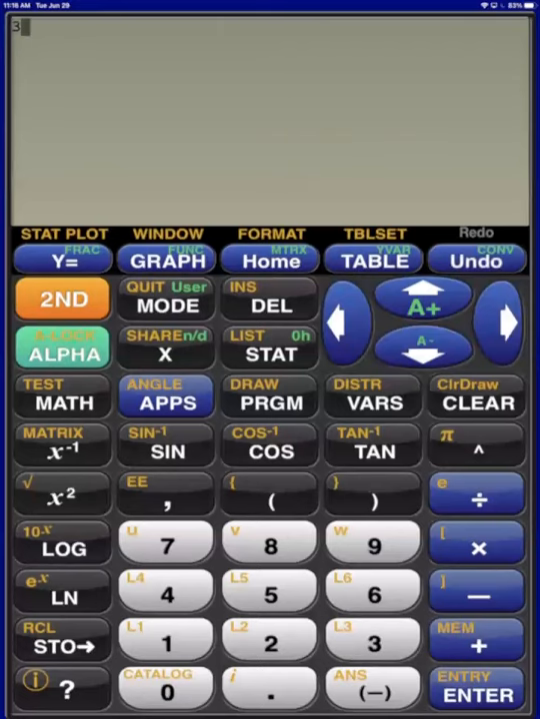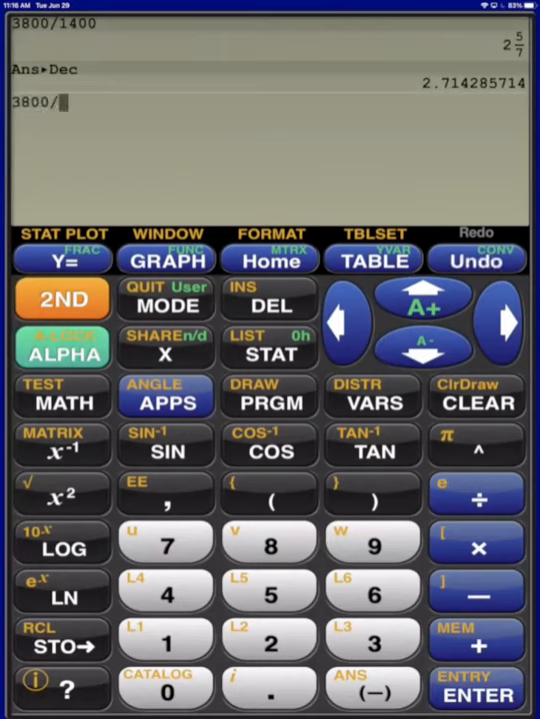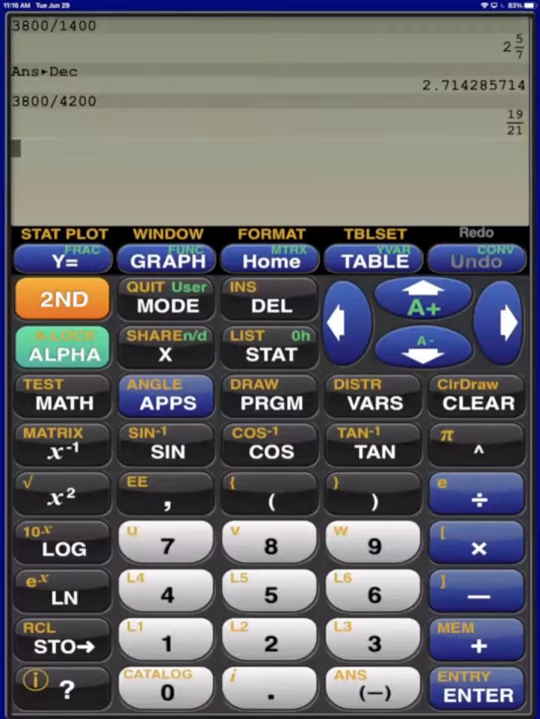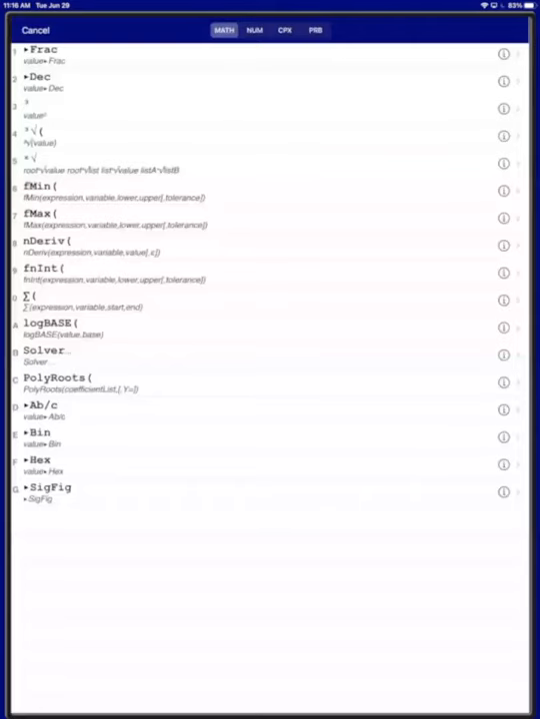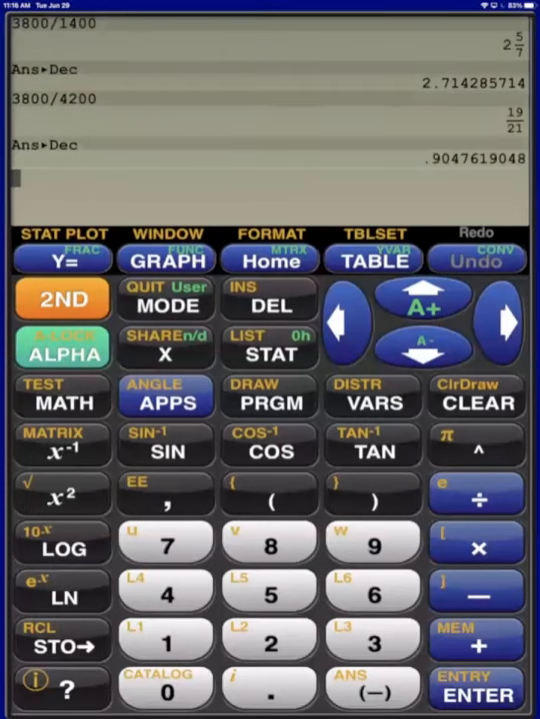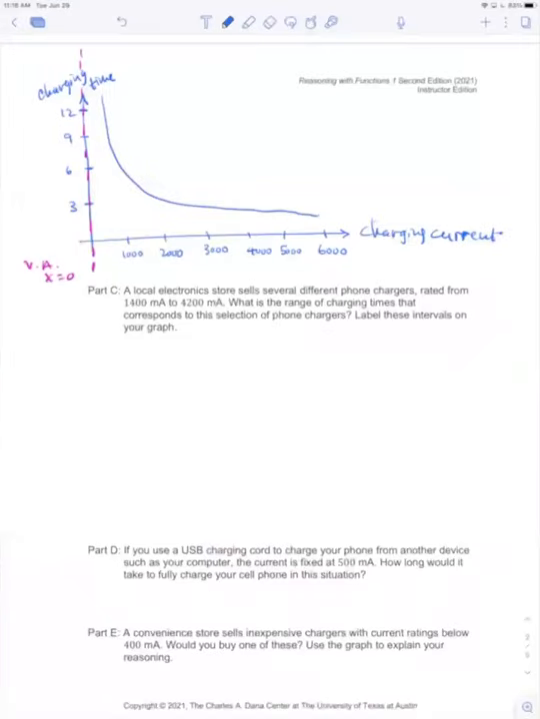Okay, so if we take 3,800 and divide that by 1,400, we get 2 5/7, and I'll even get a decimal approximation here. It's about 2.7. And what was the other one we had? We had 3,800 divided by 4,200, 19/21. Let's get an approximation of that as well. About 0.9. All right, so back to writing.